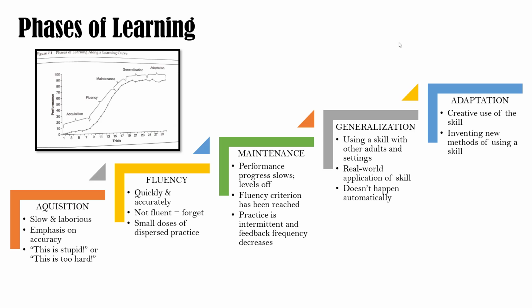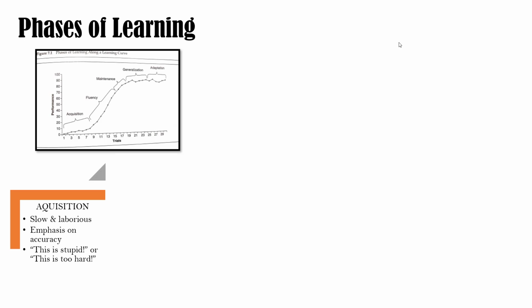So let's talk about each of these phases and what goes into each phase. So here are all your phases. First of all, let's focus on our acquisition phase. The acquisition phase is the longest phase. It's the hardest phase. It's slow, it's laborious. And whenever you teach acquisition of a skill, you emphasize accuracy.